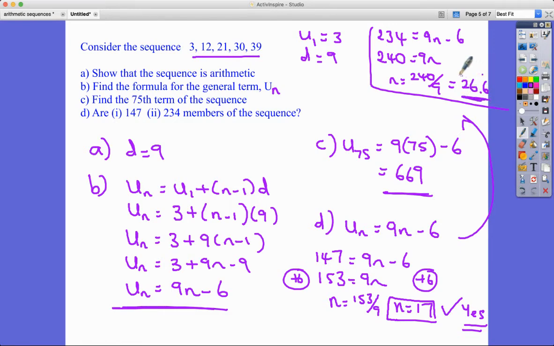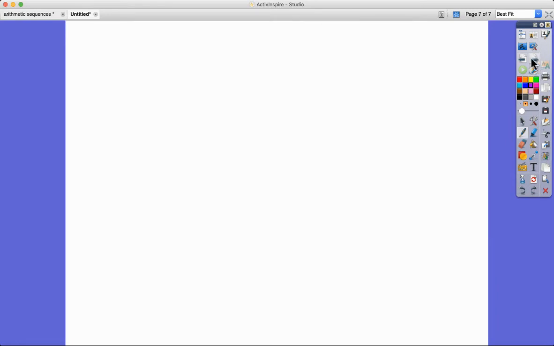What that's telling us is that actually 234 lies between the 26th and the 27th terms of the sequence, but it's not actually a term of the sequence, because it's not an integer value of the term number. It's the 26 and 2/3 term. It doesn't really exist, it's just an abstract thing. It's between 2 terms, so no, it's not a term of the sequence. Okay, hope that's clear.